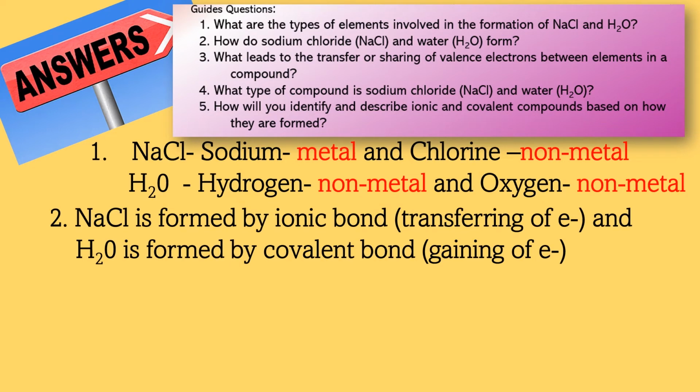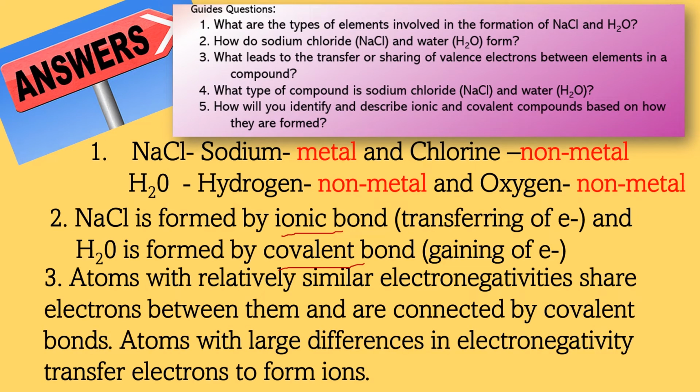NaCl is formed by ionic bond, which involves transferring of electrons, and water is formed by covalent bond, which involves sharing of electrons. Number 3. What leads to the transfer or sharing of valence electrons between elements in a compound?